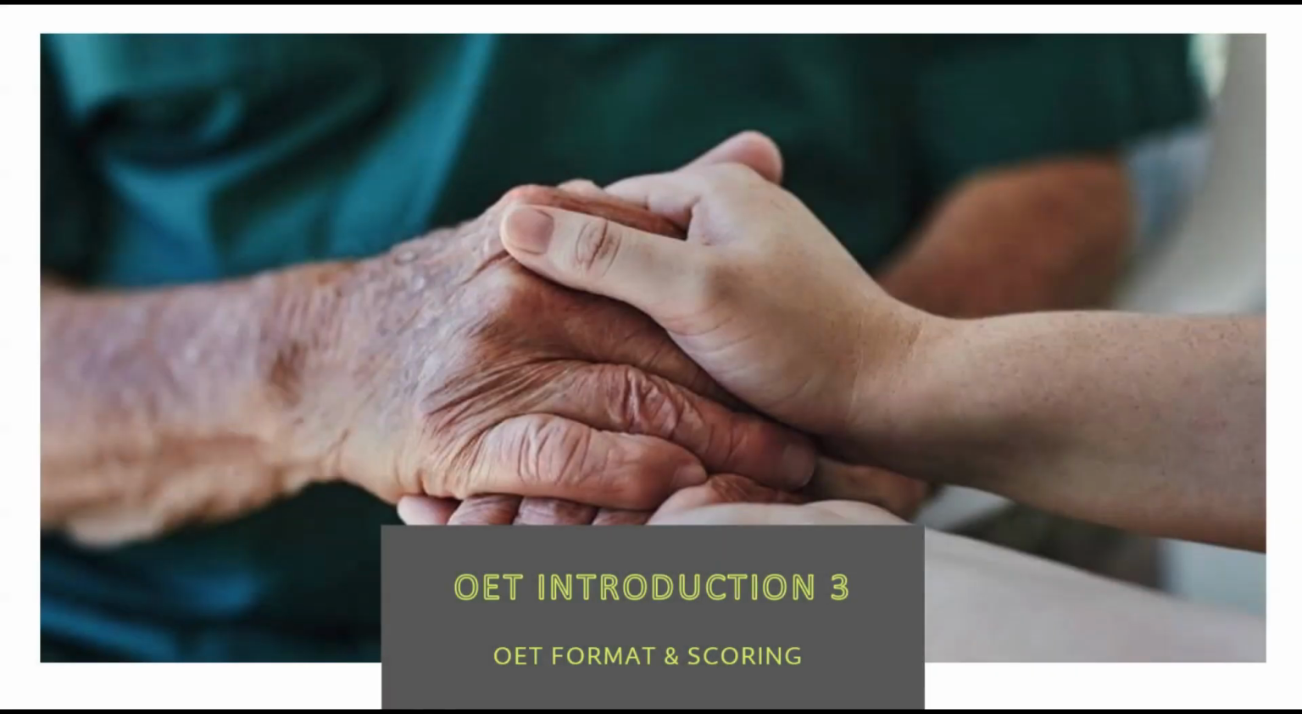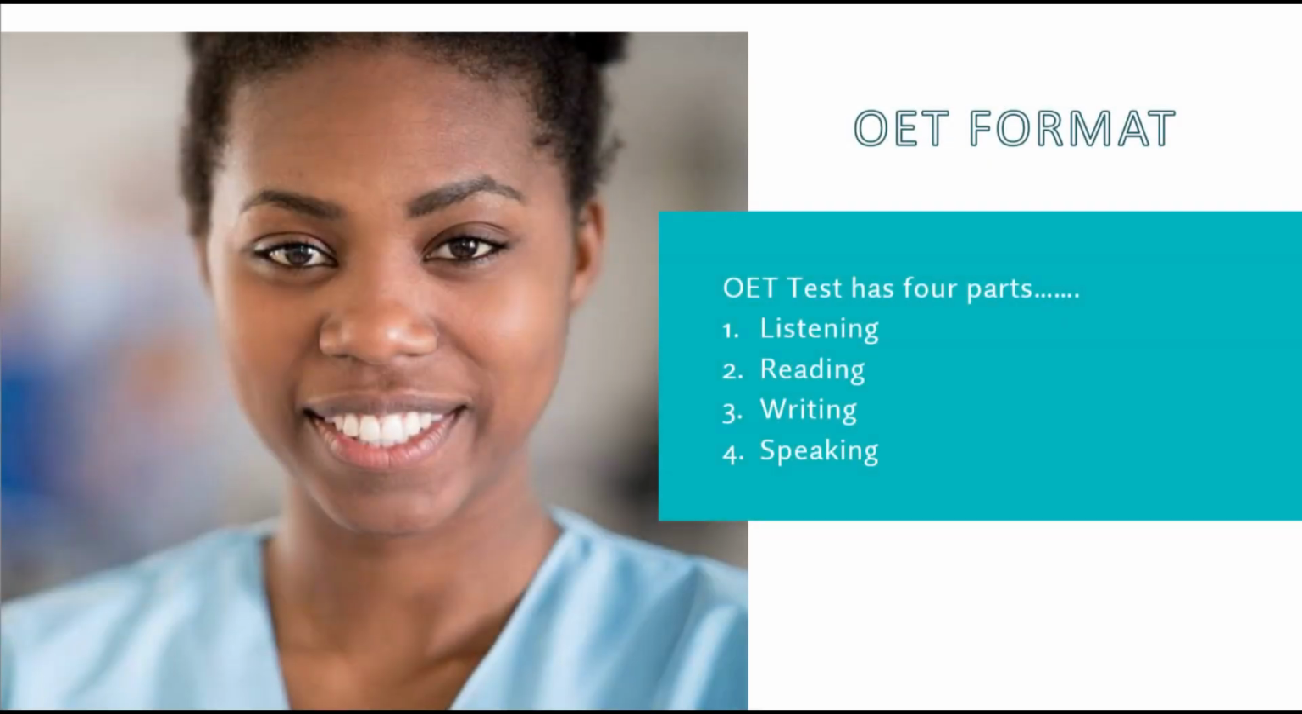In this video we are going to learn about OET format along with the score. Now let's go to first part, that is OET format. The OET consists of 4 main subtests: listening, reading, writing, and speaking. Each section assesses professional language skills in a healthcare context using different formats and timings.